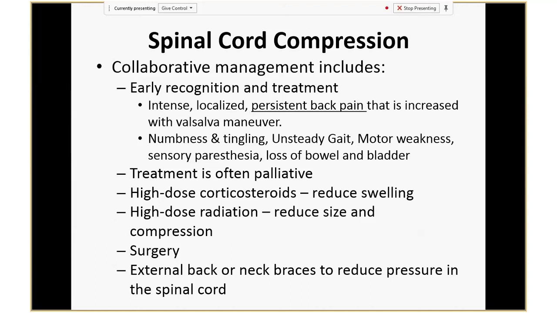Some things that they can observe would be numbness or tingling in the lower extremities. They could have very weak legs in the lower extremities. They could have tingling, loss of bowel or bladder problems. Usually it's lower than where it is in the spine.